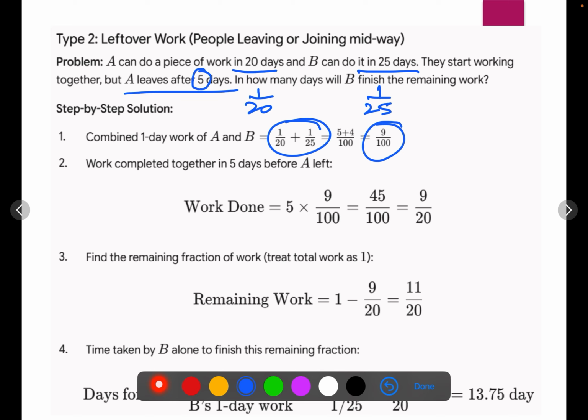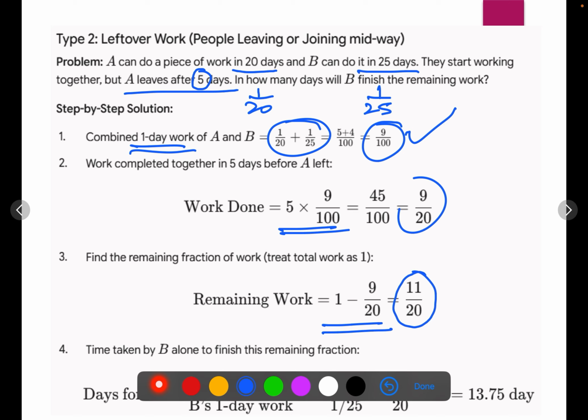A left after 5 days, so for 5 days they have worked together. If 1 day work is 9 by 100, then 5 days work will be multiplied by 5, simple unitary method. That means after solving it, 9 by 20 work is done when they work together. Now, what is the leftover? How do we find the leftover? The total is always 1. 1 minus 9 by 20, the remaining work is 11 upon 20.